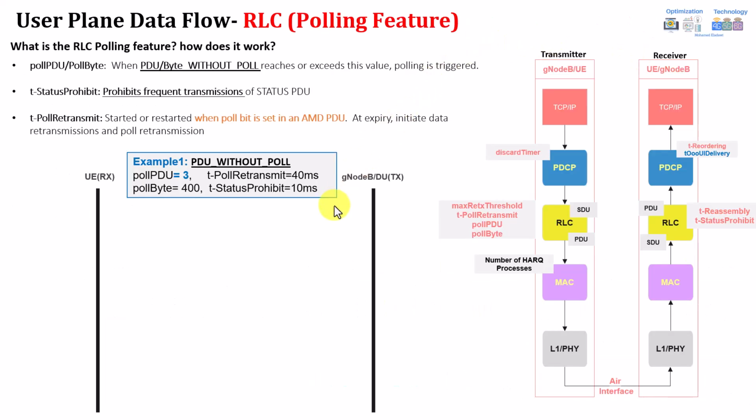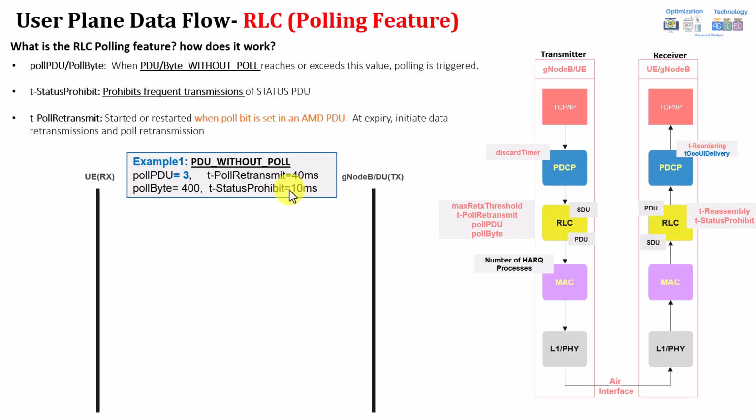Now, let me explain the polling feature in general. This is also part of retransmission in general, how the retransmission can happen. We have multiple parameters actually. As you can see here, we have poll PDU, poll byte, T-poll retransmit, and the maximum retransmit threshold. And for the rate of polling from the receiver side, we have something called T-status-prohibit. So what's the explanation of those?